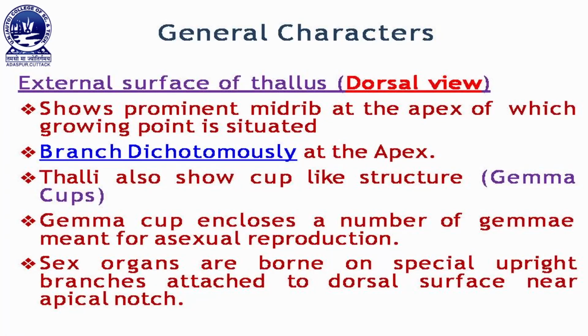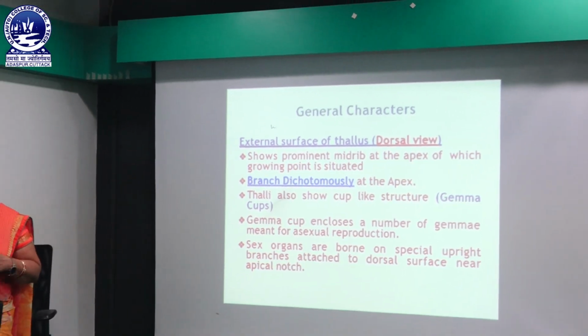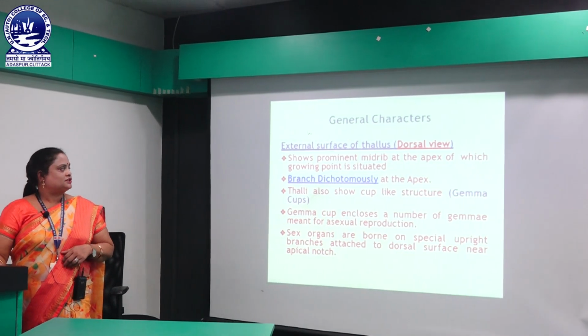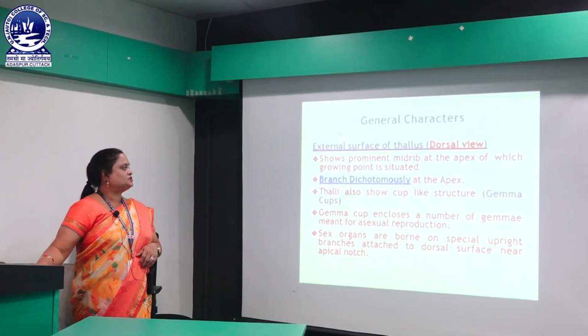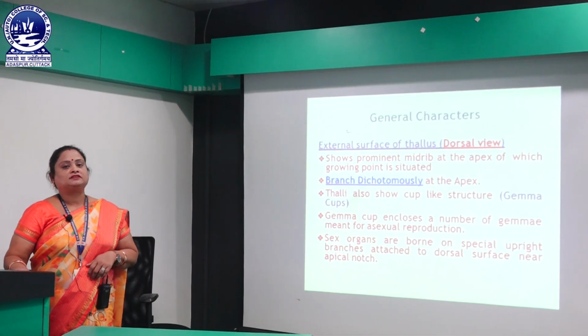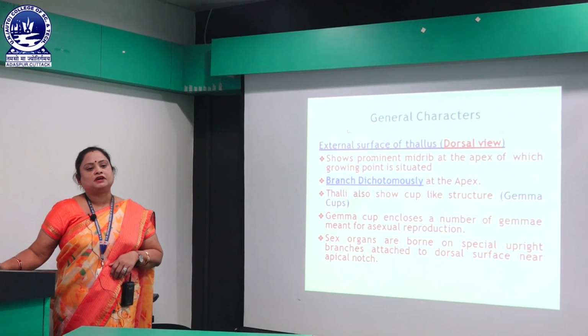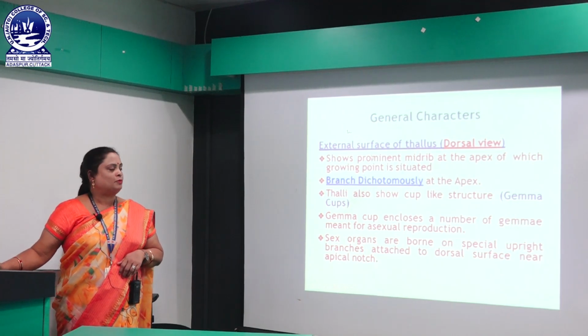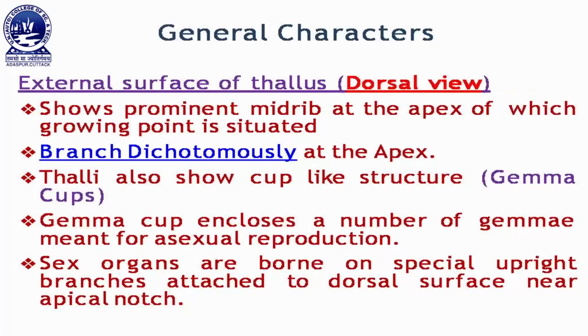Its general characteristics: the Marchantia plant body is thalloid, which means it is a flat, leaf-like structure, and it has a dorsal view and a ventral view, the upper side and the lower side. First, the external surface of the thallus shows a prominent midrib, at the apex of which there is a growing point that is dichotomously branched. Dichotomously branched means the apex is divided into two parts, and the two parts are the growing parts.